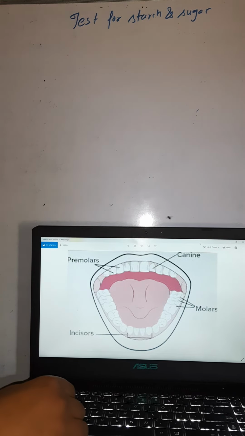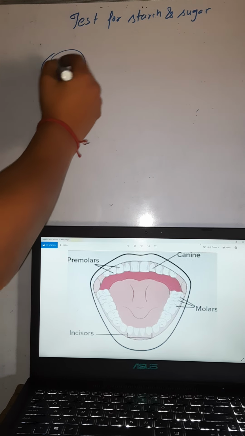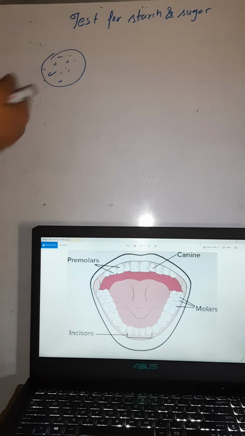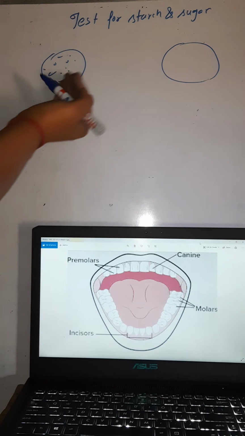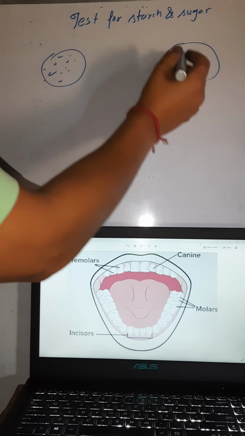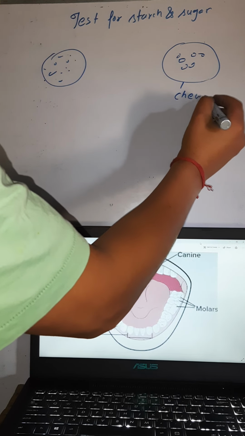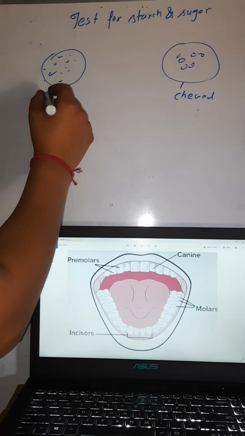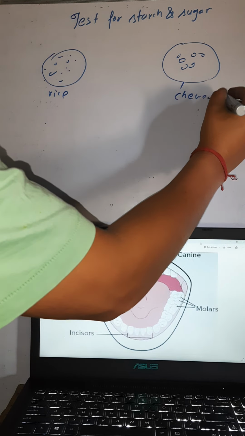Now see, you have the rice. Let's say this is the rice which has not been chewed right now. Now this is the chewed rice. This rice has entered into your mouth, you started chewing it and then threw it out. So this is the chewed rice, and this is rice as it is.